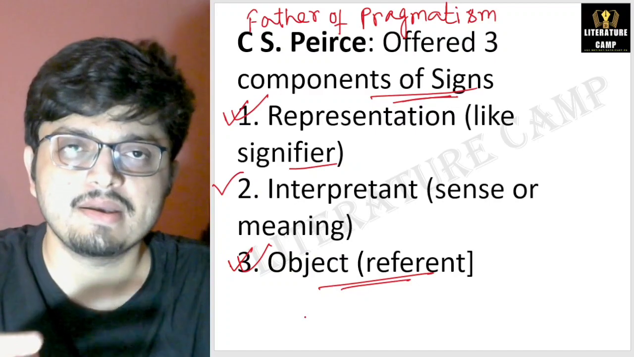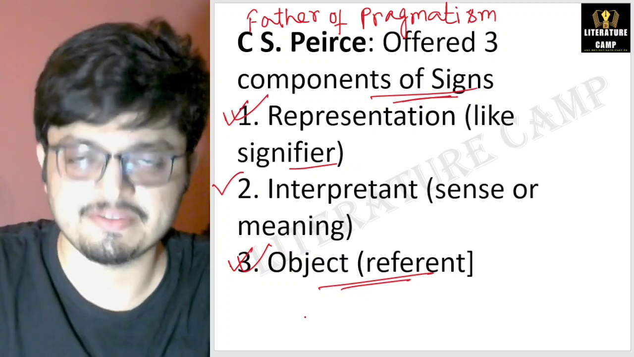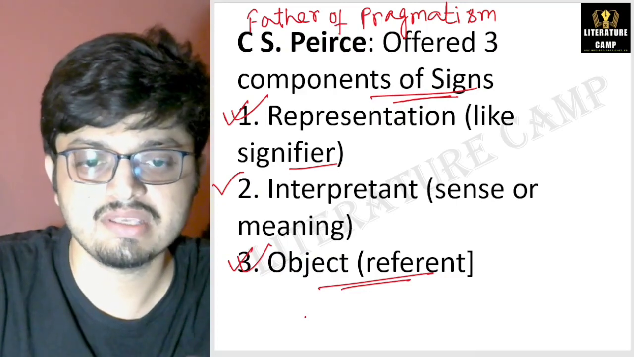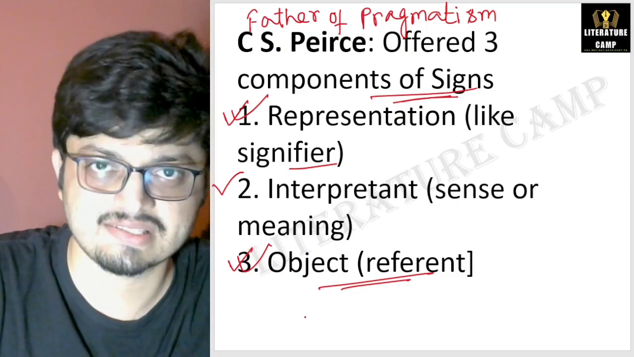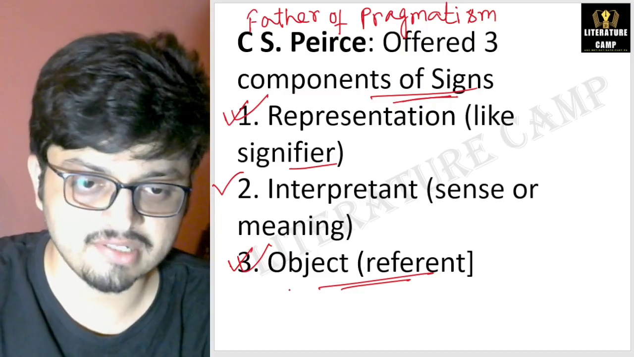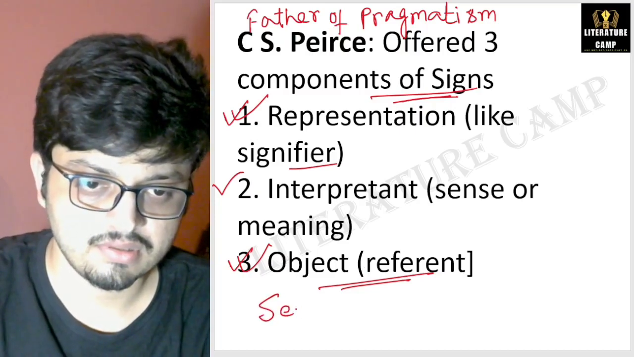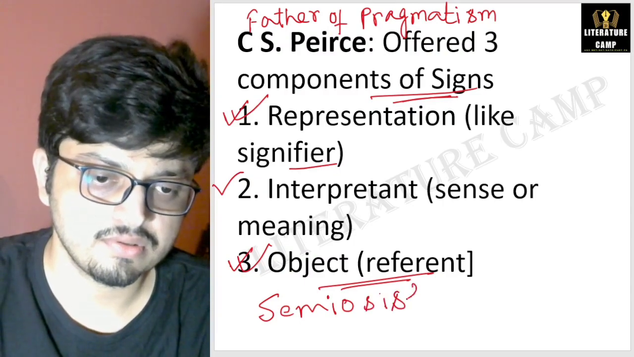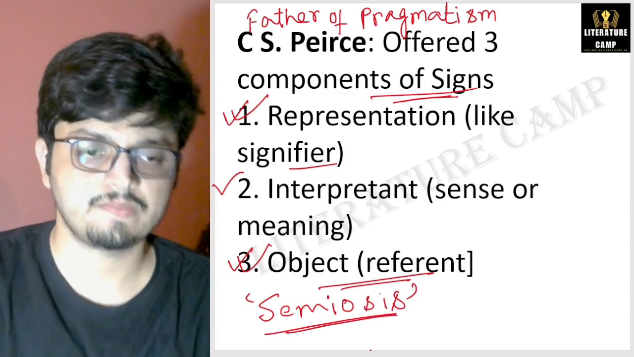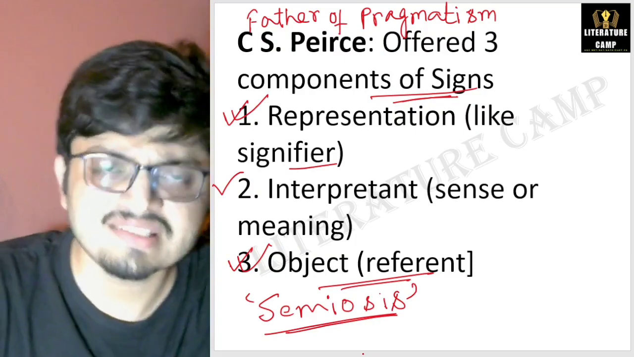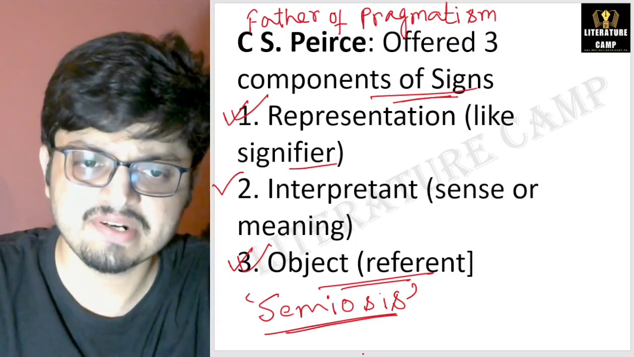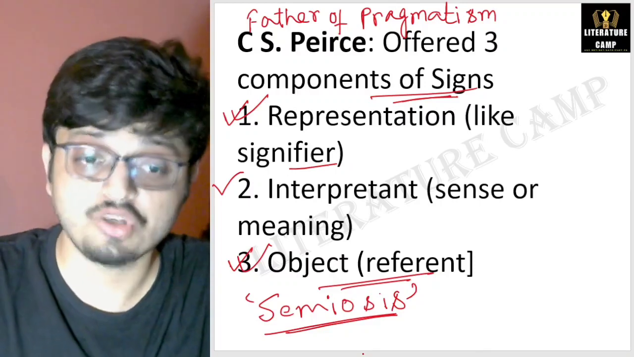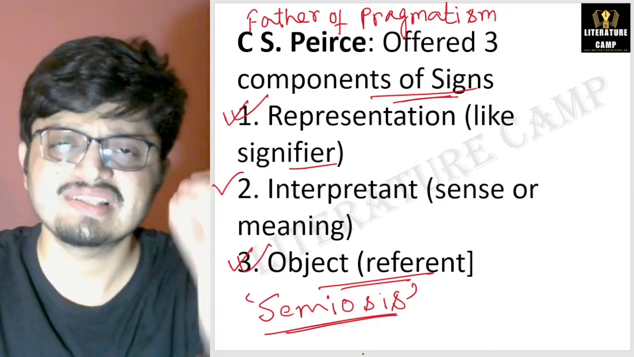So C.S. Peirce offered three components of sign. Number one is representation, number two is interpretant, number three is object. And the relationship between these three is called semiosis. Let me write it down. Semiosis. The dialogue, the relationship between these three, interpretant, representation, and object, is called semiosis according to C.S. Peirce.